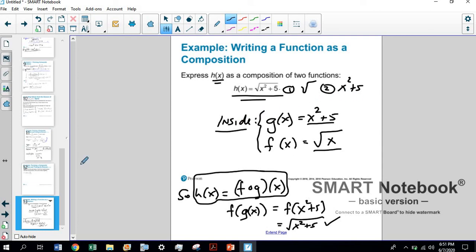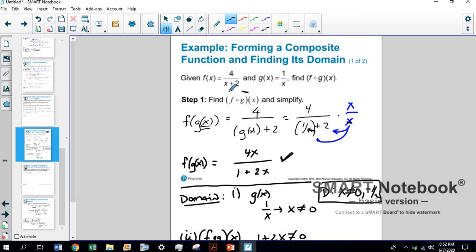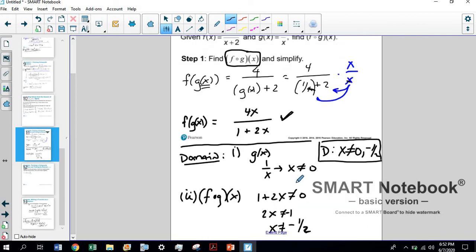Okay, so that skill is important to be able to handle more complex things down the road. All right, but for right now, the most important thing for you to be able to do is to be able to figure out the composition, do the algebra to get there, okay, and then calculate the domain from it.